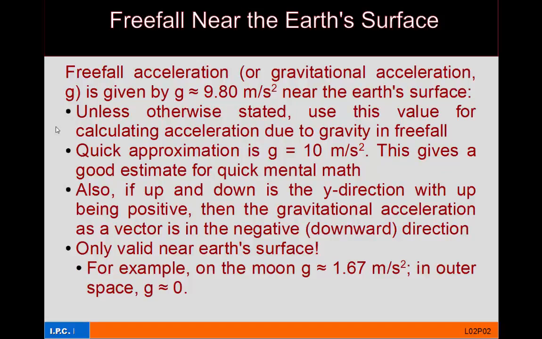Most of our freefall problems will tend to take place near the surface of the Earth, and so the freefall acceleration near the surface of the Earth is given by about 9.8 meters per second squared. Unless otherwise stated, this is the value that is being used to calculate acceleration due to gravity in free fall. If you go to some other planet or moon, then you're going to get a different value for this gravitational acceleration. We usually use a lowercase g to represent free fall acceleration, and in particular gravitational acceleration near the Earth's surface. So instead of using an a in the equations that we've been discussing, we replace the a with a g.